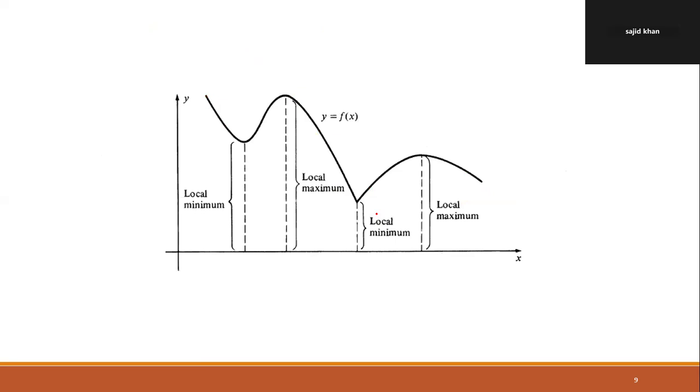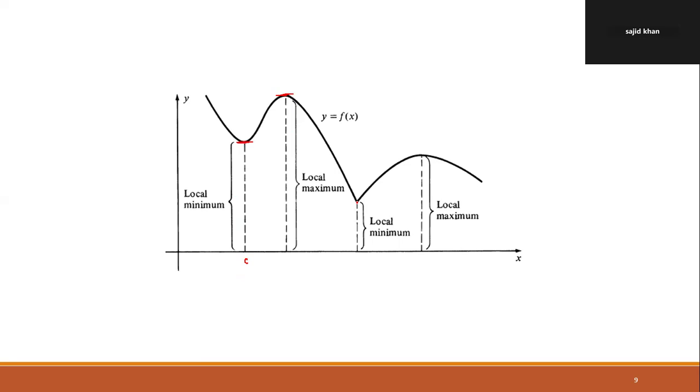So here is a sketch where you can easily see that here is a local minimum value. Local minimum means that at the number c, if here is number c, the function value is a minimum, and over the neighborhood the function value is greater than this value on both sides. Then it is known as a local minimum value. Similarly here, the function value is a local maximum value.